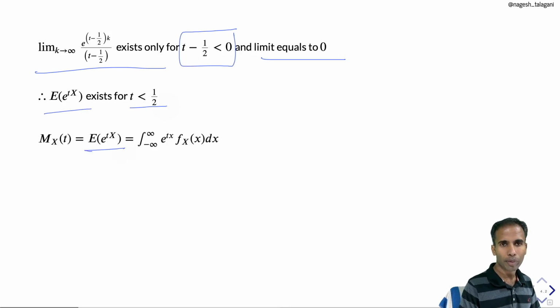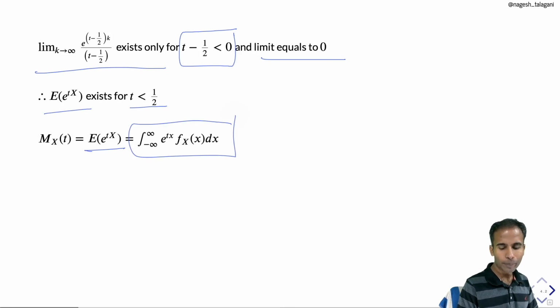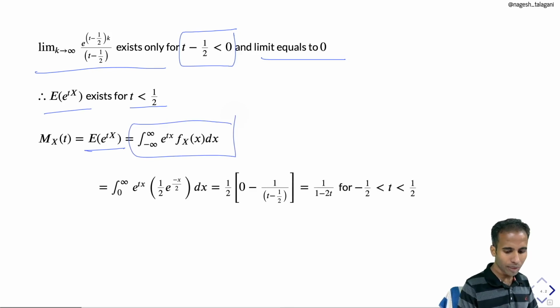By definition, it is the expectation of e^(tX). For that, we consider the integral from minus infinity to infinity of e^(tx) f(x) dx, and as the support is from 0 to infinity, again we end up with the same integral. As the limit is 0, we get 1/2 times (0 - 1/(t - 1/2)).